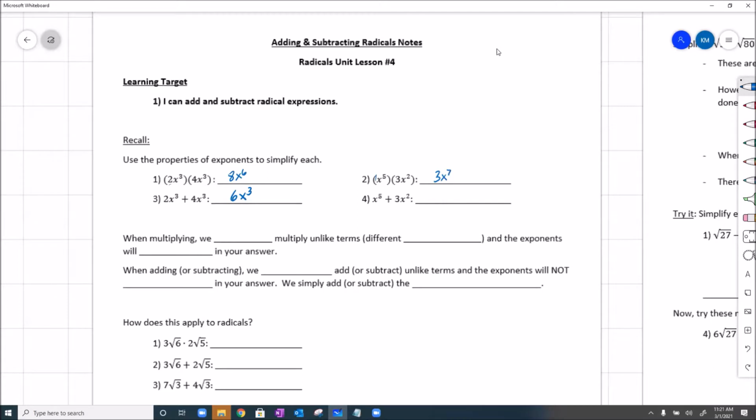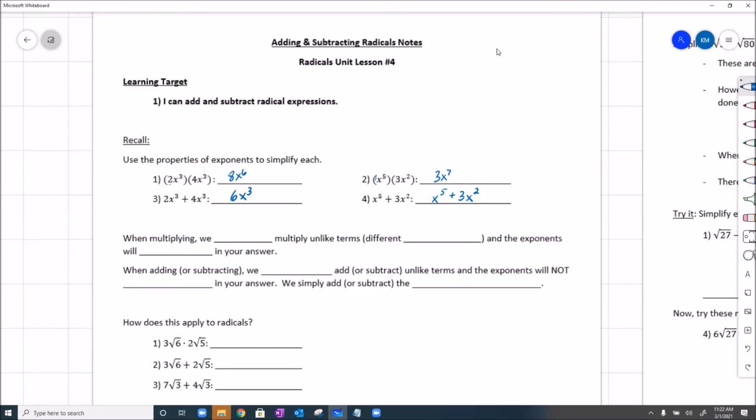Okay. Number 4 says add x to the 5th plus 3x squared. Again, we need to have like terms to do addition and subtraction. And here we don't have like terms. These are not like terms. And so we just write our answer in standard form, simplified as much as possible, which is like this.